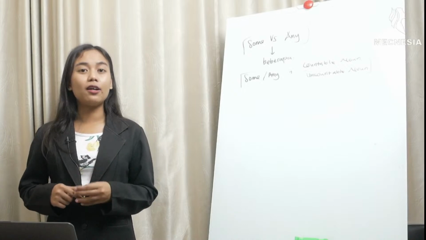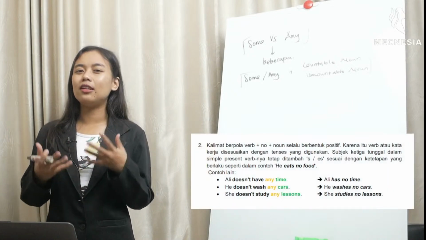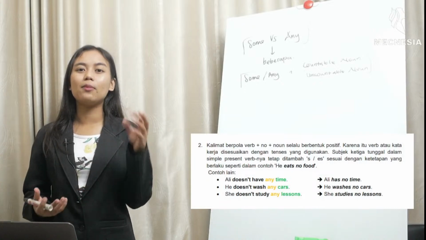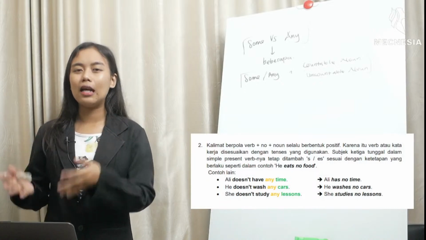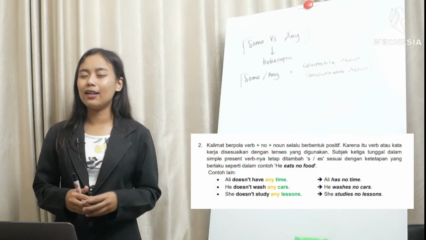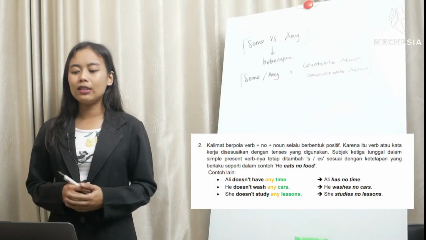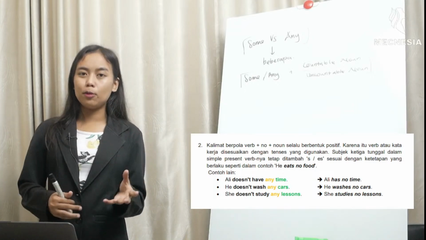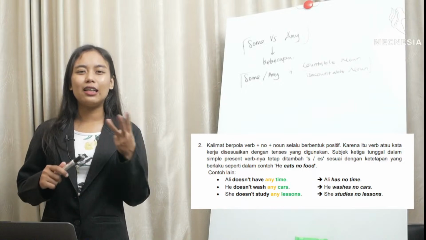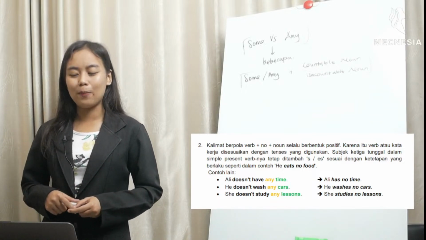Okay, di poin yang kedua, the verb no noun is always in positive sentence. Jadi pola kalimat verb no dan juga noun itu selalu dalam pola positif. That's why kata kerja yang digunakan itu akan disesuaikan dengan tensesnya. For example, kalau dia dalam kalimat simple present, maka dari itu orang ketiga tunggalnya harus menggunakan verb s. Let's take a look to the example.